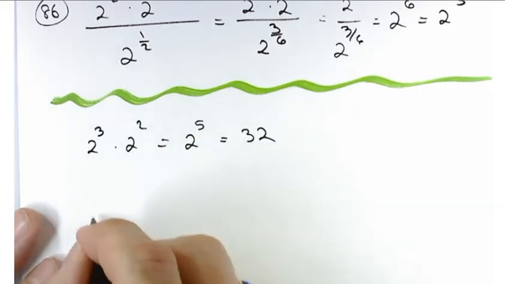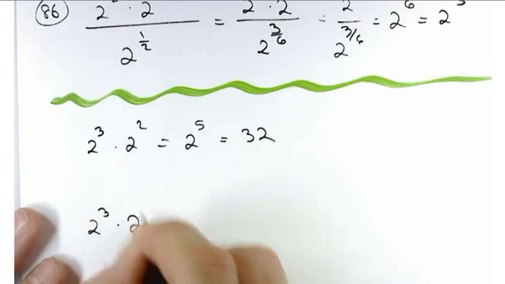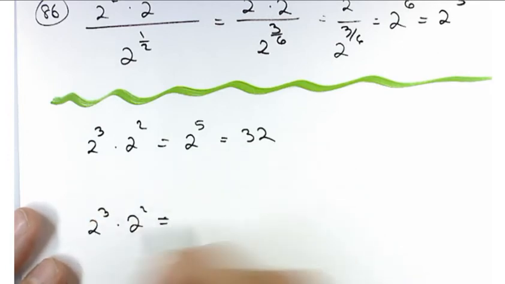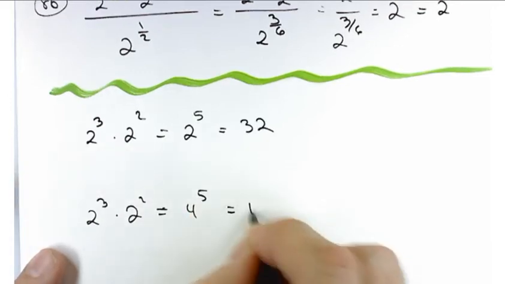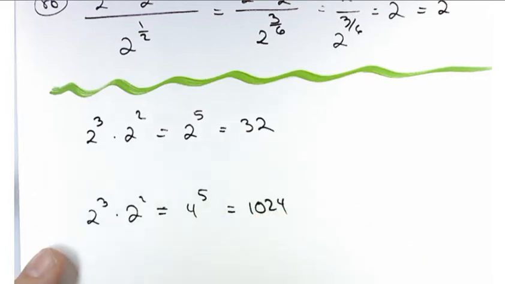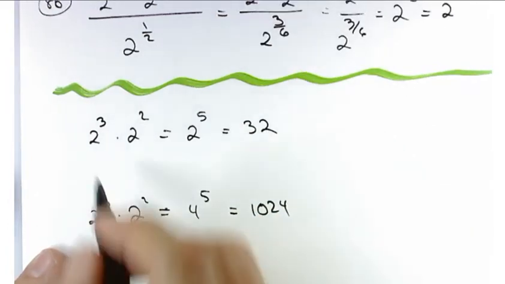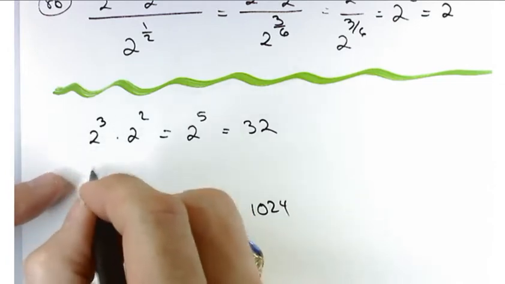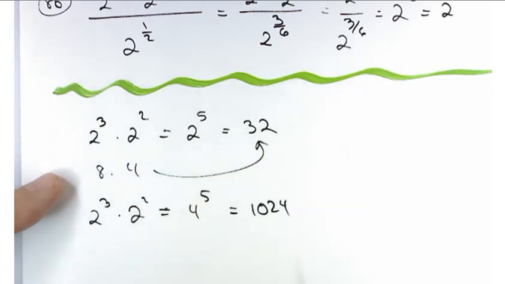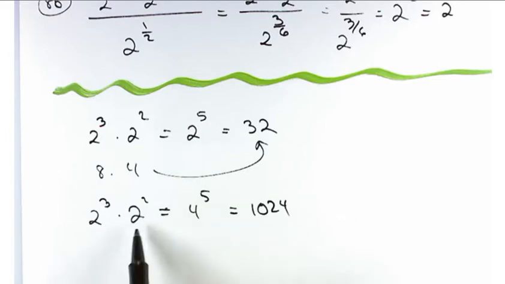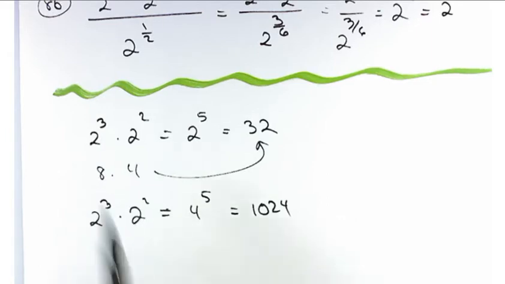But what if I multiplied this by multiplying the base and adding the exponents? Then I would get 4 to the fifth power, which is 1024. Now, which way is right? Well, let's think of it this way. 2 cubed is 8. 2 squared is 4. 8 times 4 is 32. So I know it's really tempting to want to multiply these bases in addition to adding the exponents, but it's wrong. It doesn't work. Okay?